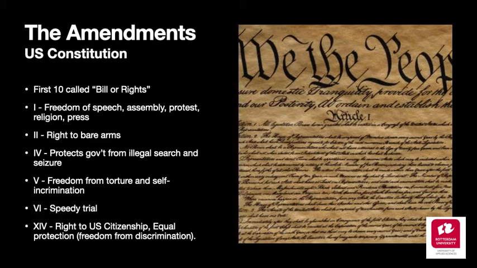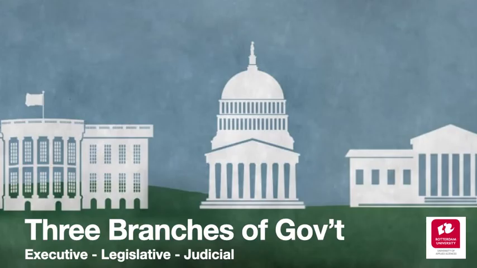Now, what the Articles essentially establish is that there are three different branches of government. And these branches also exist in most countries. We call them the executive branch, the legislative branch, and the judicial branch. We're going to look at all three branches right now, and we're going to start off with the executive branch.